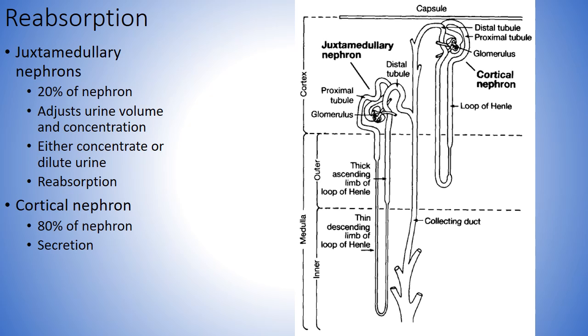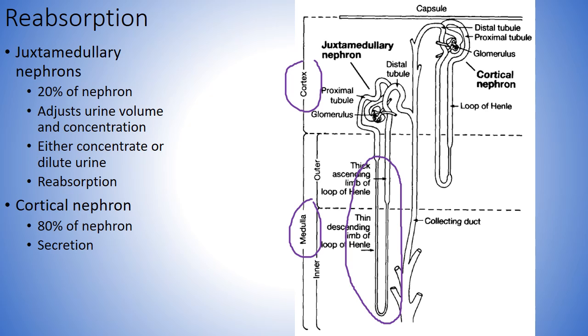Two different types of nephrons that I do want to talk about, and it's basically their position within the kidney. Again, when you take a look at the anatomy of the kidney, there's the cortex, and then there's the medulla, the inner and outer medulla. Now, there's two types of nephrons: the juxtamedullary nephrons and the cortical nephrons. Our kidneys have about 20% juxtamedullary nephrons, and that means that the loop of Henle will go deep down into the medulla. And this type of nephron is responsible for urine concentration and reabsorption.